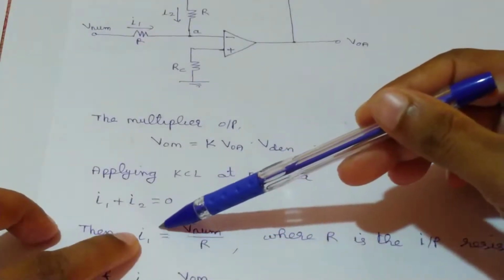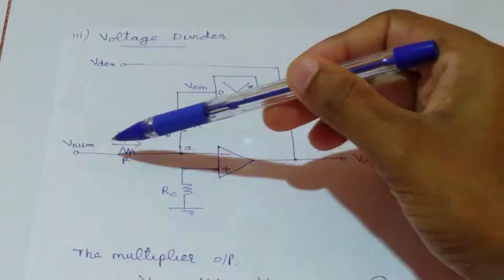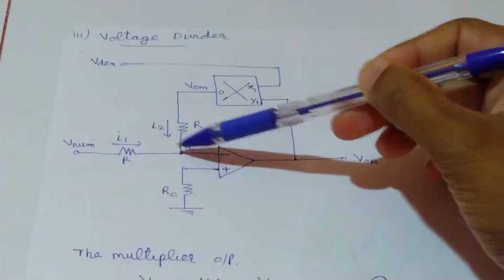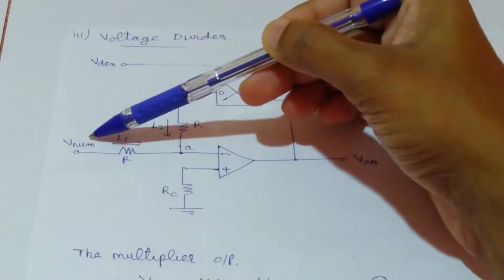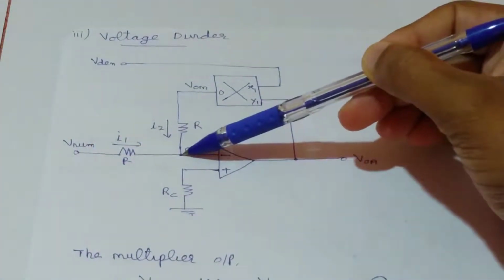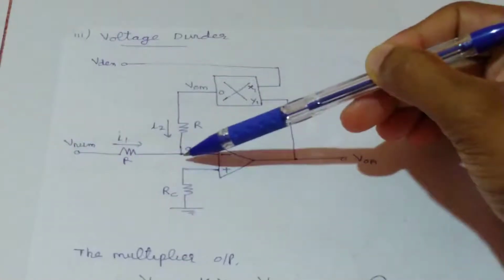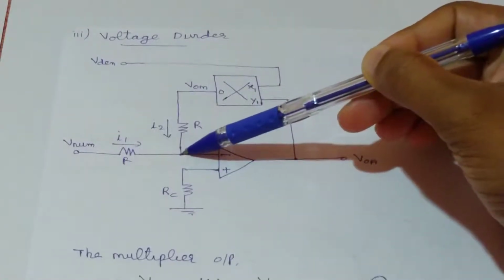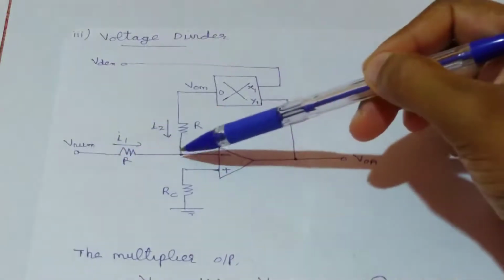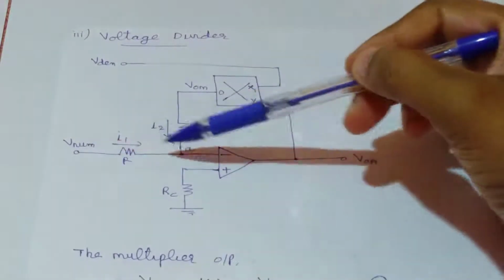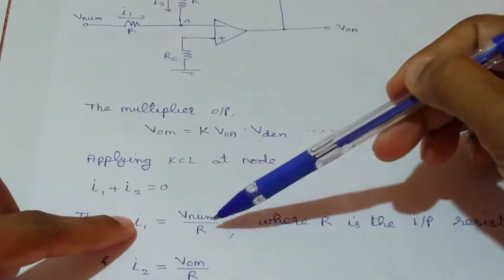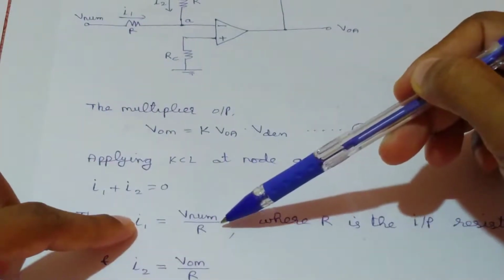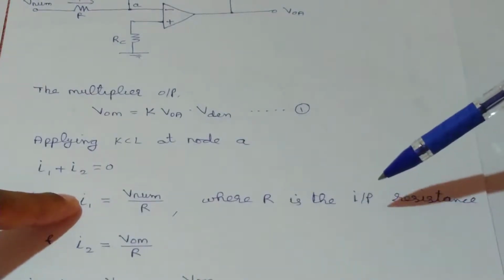Now we are going to write the equations for I1 and I2. I1 is the current flowing through this resistance R. At this point the voltage is V numerator. And what is the voltage at this point? By the virtual ground concept, the voltage at this point is 0. Hence the current that flows through this resistance is V numerator minus 0 divided by R, or I1 is equal to V numerator divided by R, where this R is the input resistance.